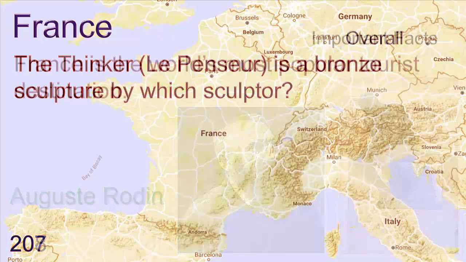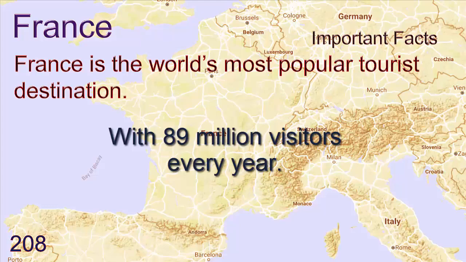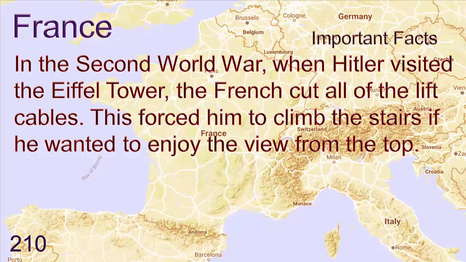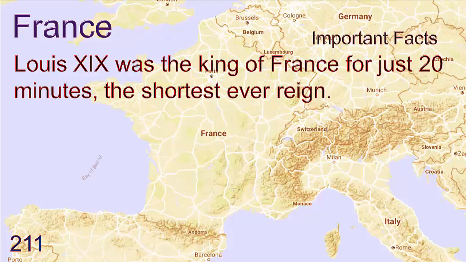Now some important points about France. France is the world's most popular tourist destination. France is the largest country in the EU and is known as the Hexagon. In the Second World War, when Hitler visited the Eiffel Tower, the French cut all the lift cables. This forced him to climb the stairs if he wanted to enjoy the view from the top.